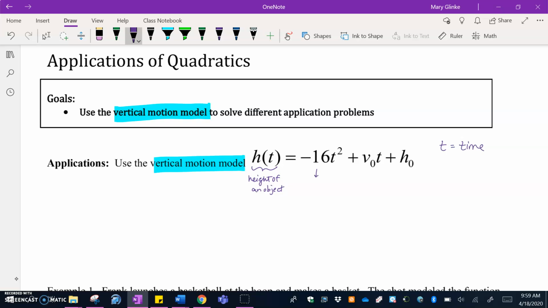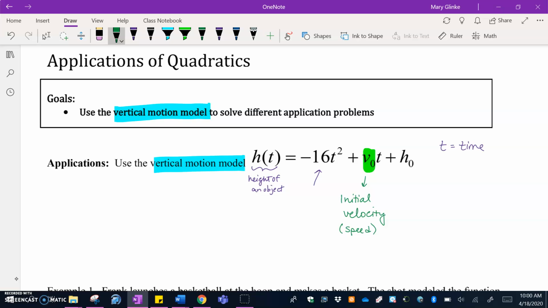Negative 16 is just the force of gravity, so that part's never going to change. What is going to change depending on the situation is two different things. V naught, it looks like V sub 0, stands for your initial velocity. So something in your word problem is going to say the initial velocity was 12 feet per second, or it'll say it was kicked at a speed of this amount. So an initial velocity represents your speed.